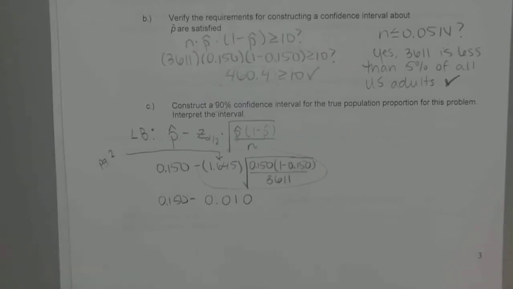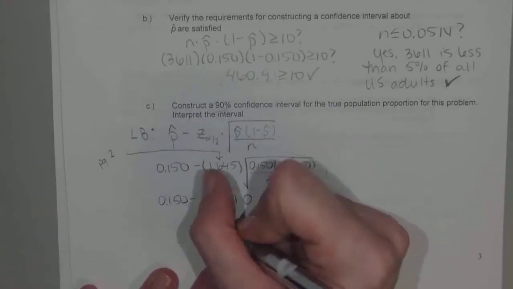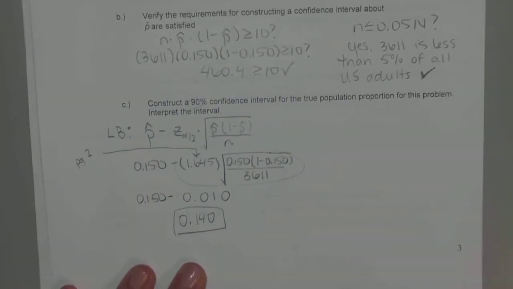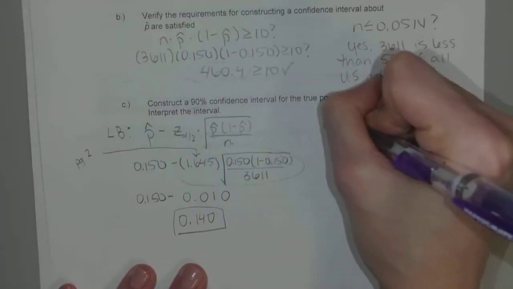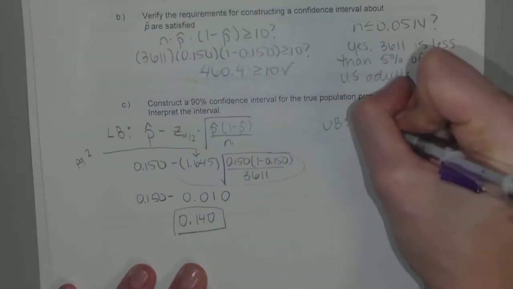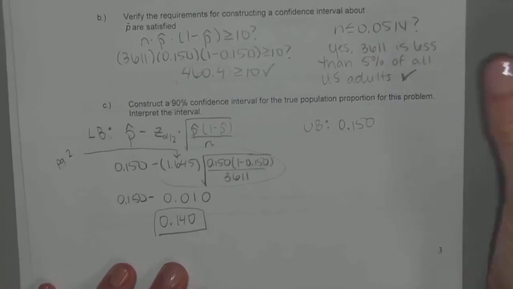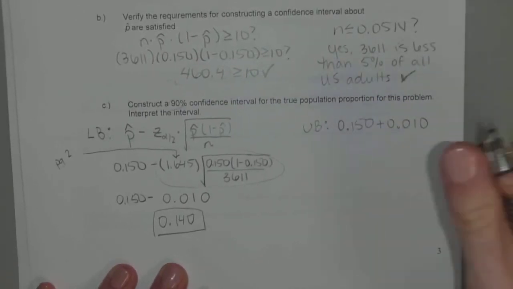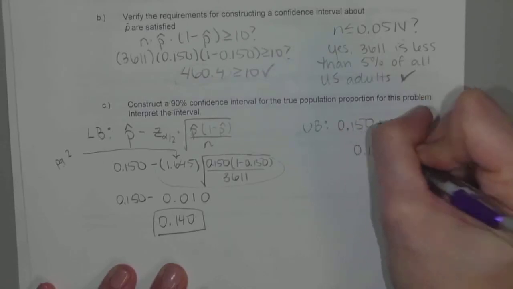Yeah. Okay. So what does that mean? It means 15% of U.S. adults have not purchased off of their smartphone, give or take 1%. Okay. Give or take 1%. So for our lower bound, we're going to take our 15% and we're going to take away 1%, and that gives us a lower bound of 0.140. But then our upper bound, all we have to do is take our p-hat of 15% and add that margin of error of 1%. So what do we get? We get an upper bound of 16%.